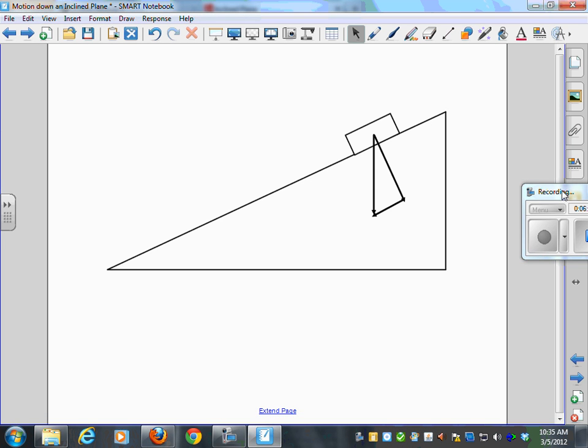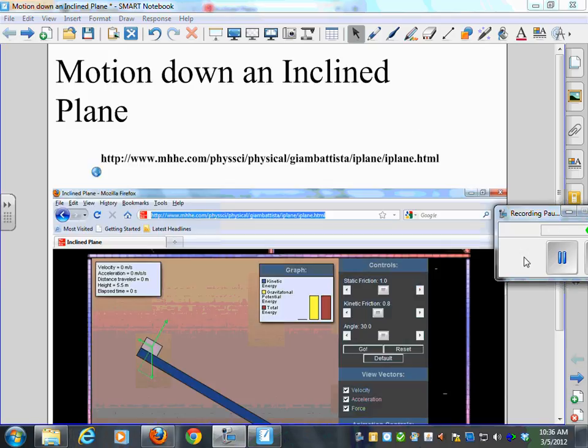So I would like you to draw that picture. You should write as your title, your heading, motion down an inclined plane. That's just a picture there to remind me to go and look at that app, that's all. So write down motion down an inclined plane.